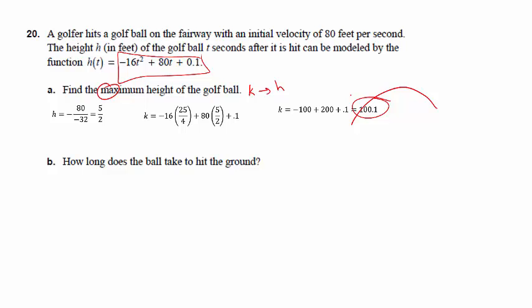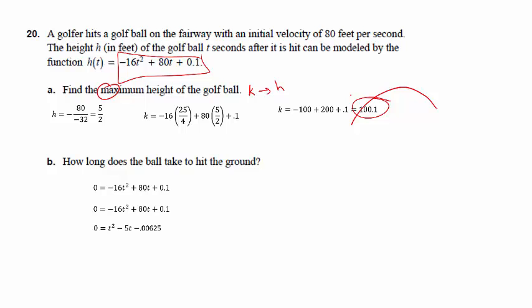Now letter B says how long does it take to hit the ground? Ground means 0 feet high, so we put 0 in for the height. And then we're going to compute our t value for which we get 0 as the height. So it doesn't appear that it's going to factor for me. You can certainly try, but the decimal is kind of throwing it off. All right, I definitely can't use the square root method. So I'm actually going to go with complete the square.